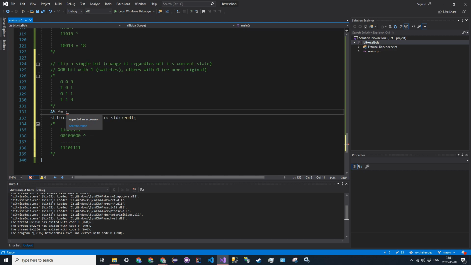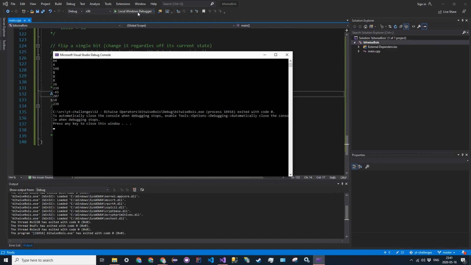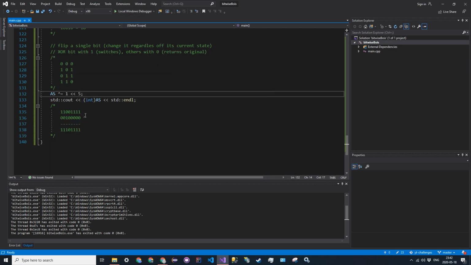So what we're going to do is we're just going to do the same thing. We're going to shift a 1 over by 5. So we're going to XOR it with 1 shifted to the left by 5. And I'm not sure what we should get. Let me run it and see. 239. That looks right, yeah. So this is equal to 239.